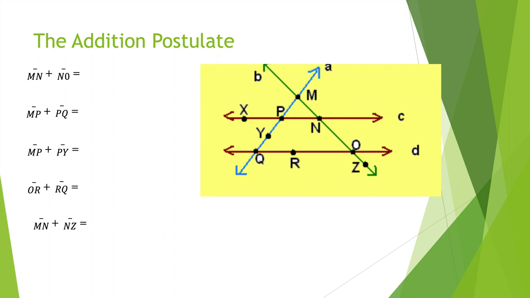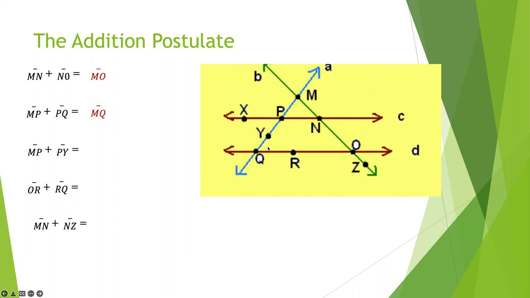So going back to the first one, I said if I take the distance from M to N and add to it from N to O, if I take segment, because that's what it says on top, segment MN, and add segment NO, I get segment MO. And that's my correct answer. What do you think for the next one? Okay, if I add MP, which is right here, to PQ, which is right here, I get from M to Q, so my answer is MQ.